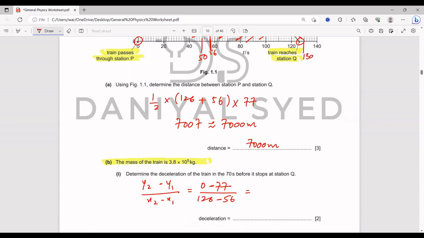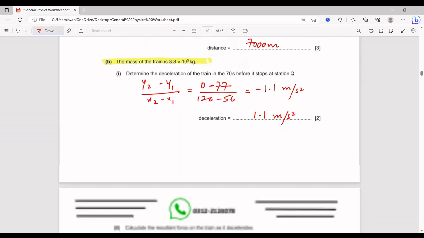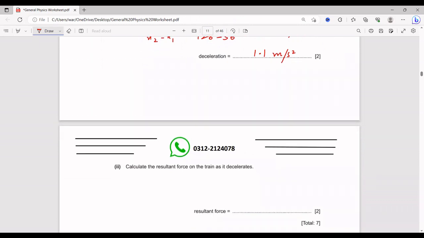So the gradient is 77 divided by 126 minus 56. The answer is minus 1.1 meter per second square. This is the deceleration. Deceleration is written here, so no need to mention the negative sign. So 1.1. Now, calculate the resultant force on the train as it decelerates.